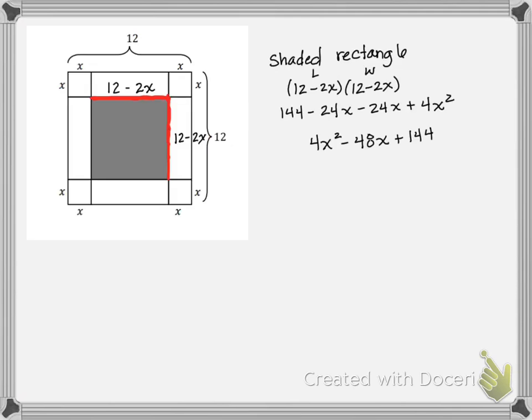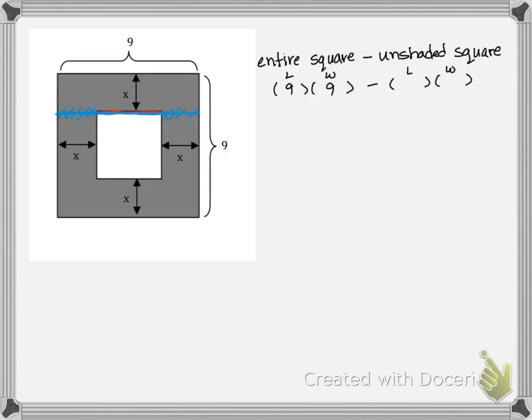So if I could go back here and change these to 9s, it's the exact same shape as this. So this distance right here is going to be 9 minus 2x. And then this one, it's symmetric, and so it's going to be the same. So 9 minus 2x.